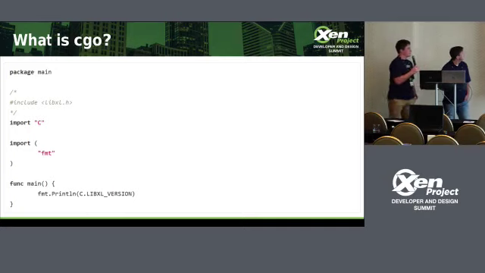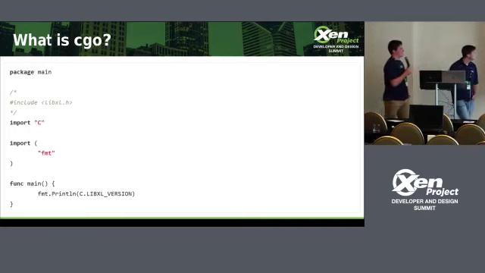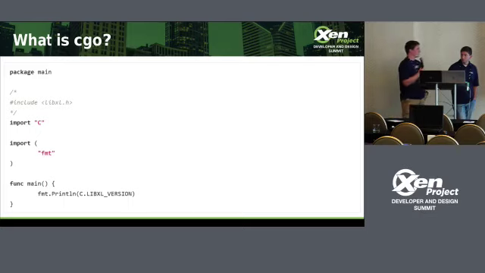So here's a very simple example of using CGo. See in the preamble, I just have the include for libxl headers, and so that allows my Go program to then see the libxl version constant.